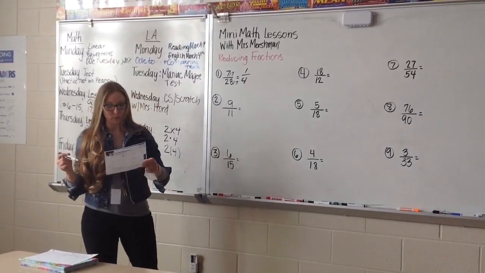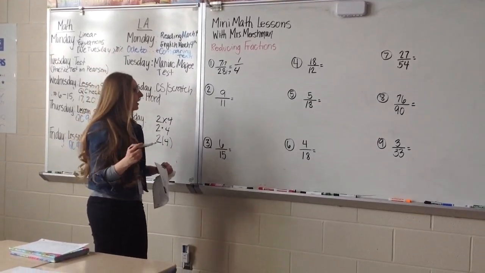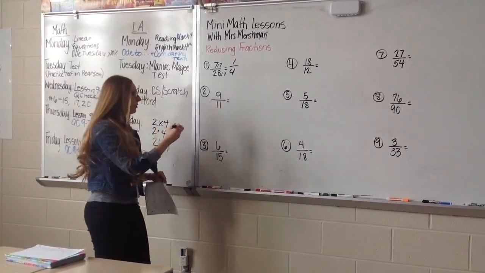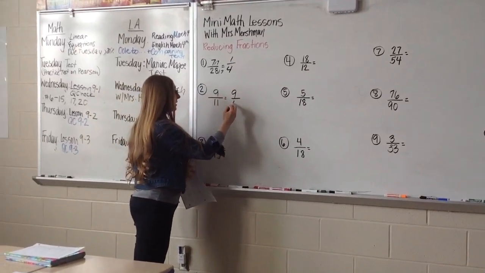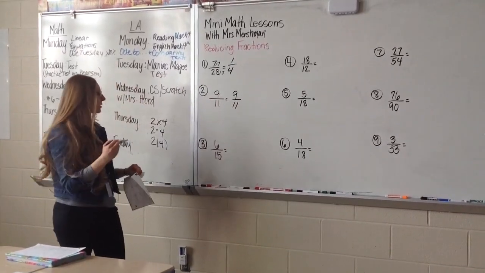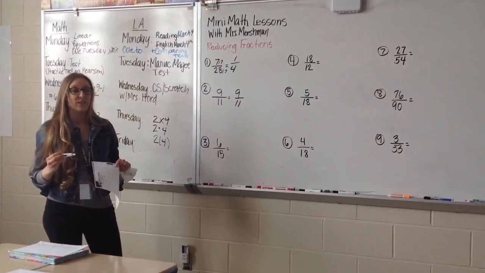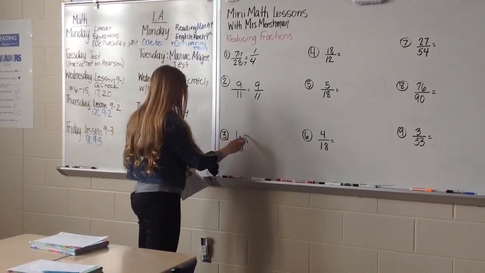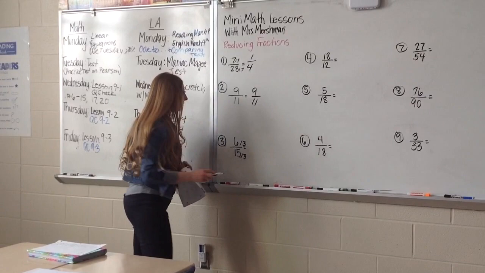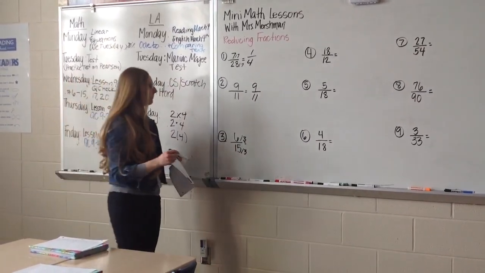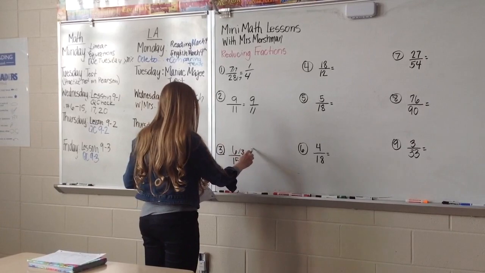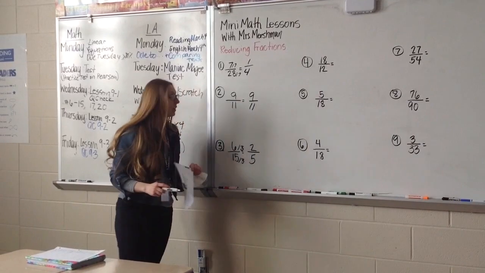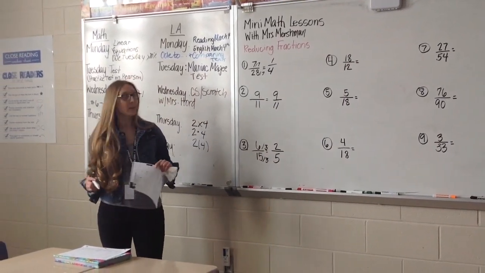Moving on to number 2. I have 9/11. In 9/11, 9 and 11 do not share any factors, so 9/11 is actually already simplified. My next one is number 3. I have 6/15. 6 and 15 both share a common factor, the greatest common factor of 3. So I'm going to divide both 6 and 15 by 3. 3 goes into 6 2 times, and 3 goes into 15 5 times. I have a simplified fraction of 2/5.